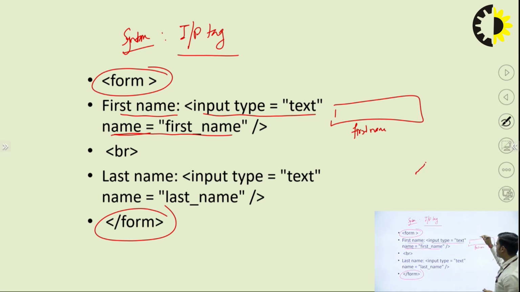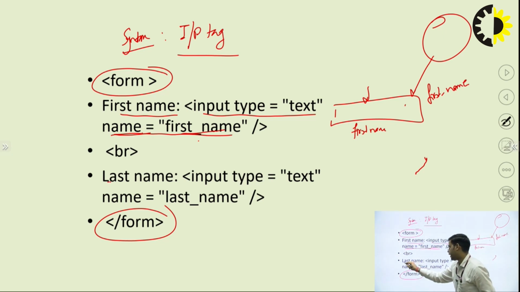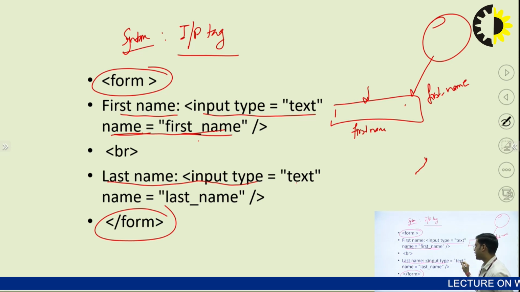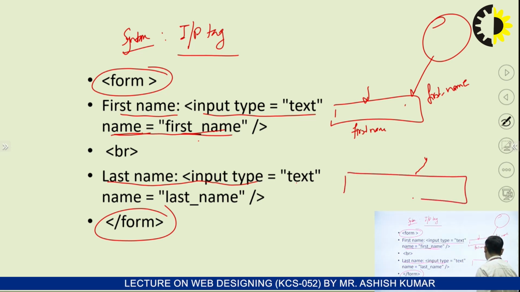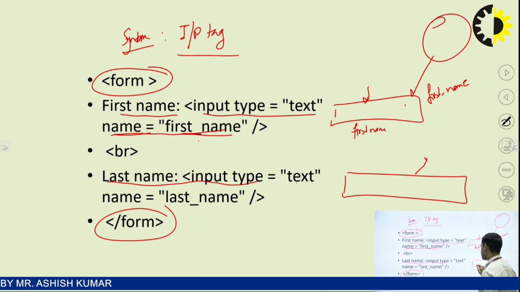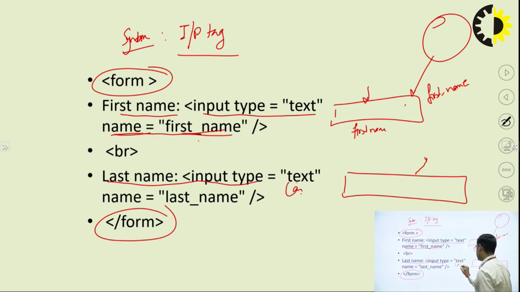How can we recognize this text box? The name attribute specifies first name. In the back end, this text box is recognized by first name. Okay, so with another input, using input type text, we can create another box like this, and this box is for the last name. Inside the box, the user can enter his or her last name.